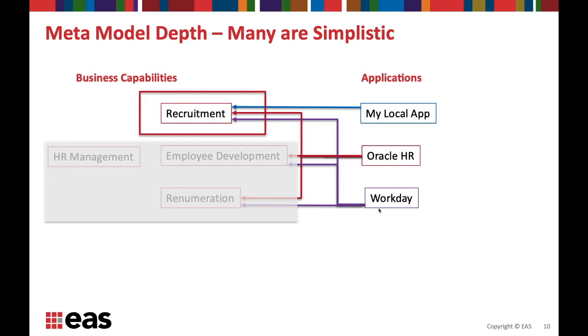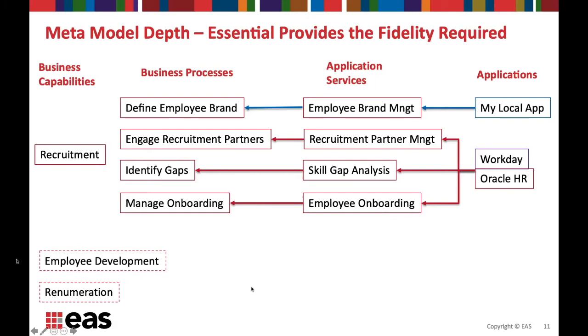If we break it down a bit further and look at the recruitment option, we've got that capability there that we saw. I've got some processes underneath there. So I'm going to define my employee brand. That's important to me in terms of getting the right people on board. I'm going to engage some recruitment partners to enable me to do my recruitment, identify where I've got gaps, manage onboarding. What we do is define, in terms of your applications, the functionality that they offer.